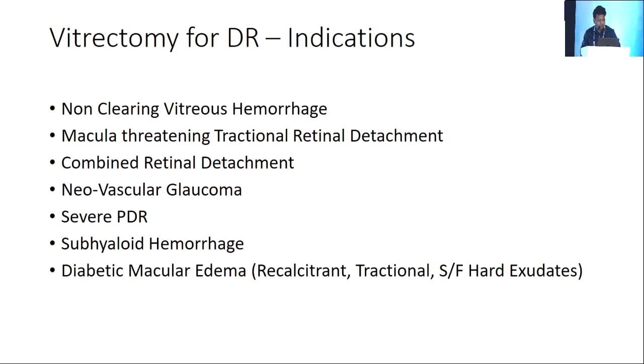Various indications for vitrectomy in diabetic retinopathy include non-clearing vitreous hemorrhage, macula-threatening tractional retinal detachment, combined retinal detachment, neovascular glaucoma. Early removal of vitreous hemorrhage is needed in severe PDR when it is not responding to pan-retinal photocoagulation and there is still growth of new vessels even after maximum pan-retinal photocoagulation. Subhyaloid hemorrhages, you have to go in early. And in diabetic macular edema, whether it is recalcitrant, tractional, or subfoveal hard exudates are present.